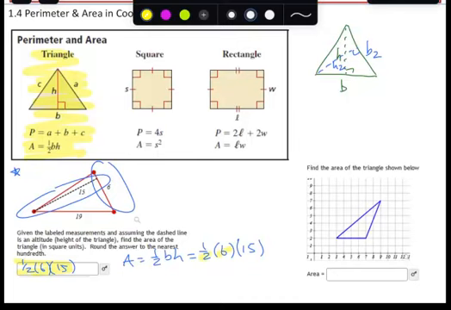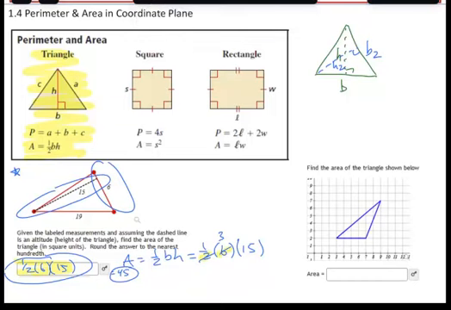Half of 6 is 3. 3 times 15 is 45. You're going to see over here in that preview that the answer is 45, so either of those is acceptable. Okay. See if you can do the same thing with the next problem.